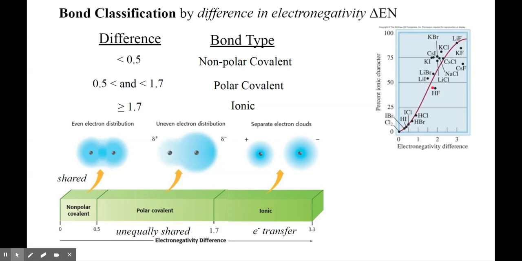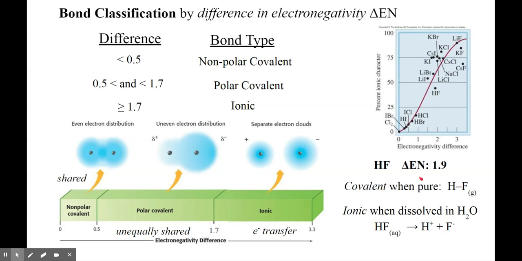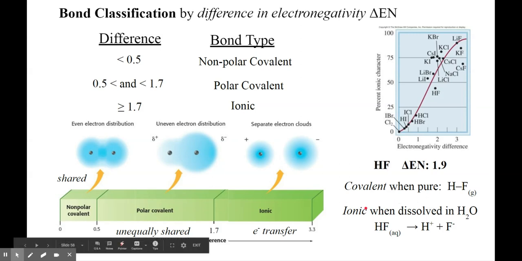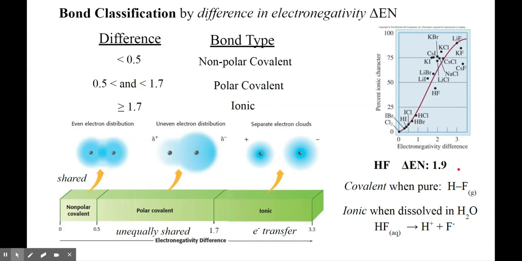But then there's some that kind of fall in the middle, like HCl and HF, and they have some kind of unusual properties. Now, normally we would look at HF and say, hey, that's a molecule because it's two nonmetals. And so, yeah, when it's pure, it is a covalent bond, but it's a very, very polar bond. So much so that when you put it in water, it actually goes from being polar covalent to ionic. That's why HF and HCl, we know them as acids.